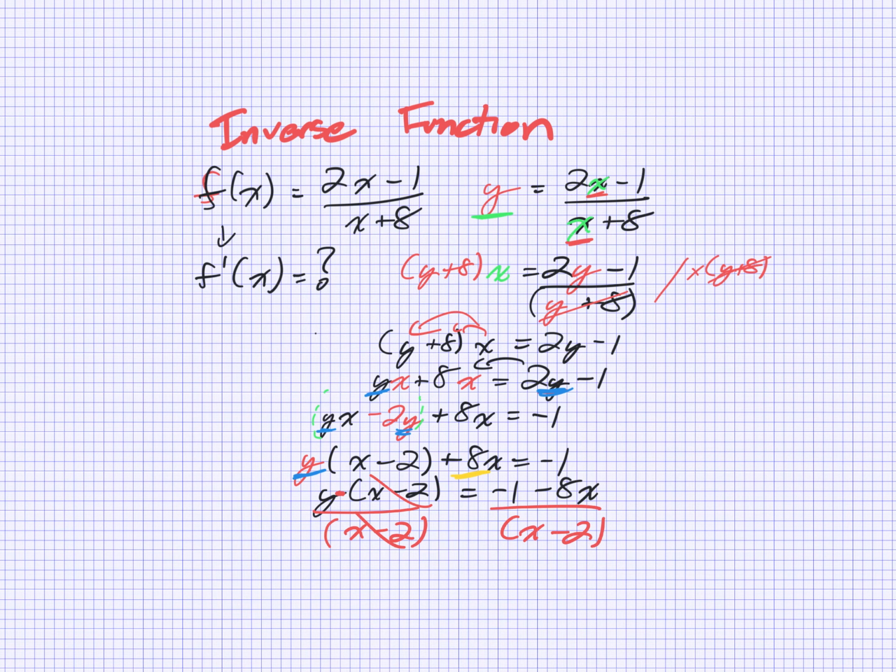Those two end up canceling out, and when I say cancel out, they just create a 1 value. So y is equal to, I'll move the variable in front, it's just a common thing to do, negative 8x minus 1, and we have x minus 2 in this case. So this is now the inverse function.